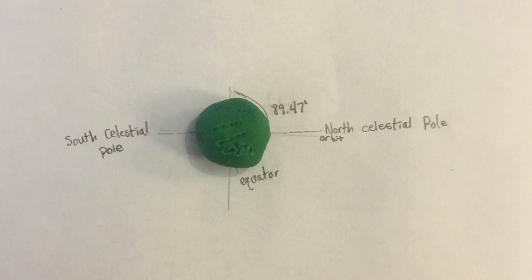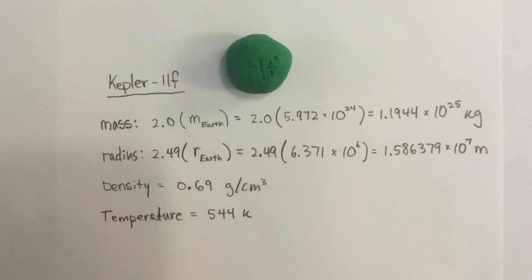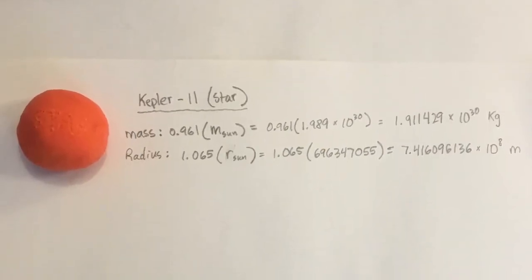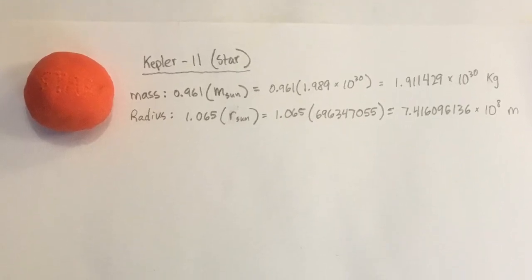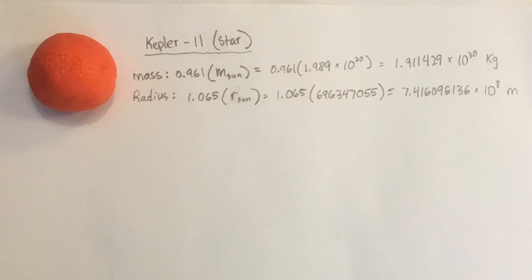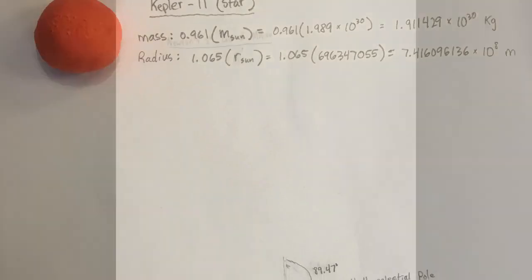Kepler-11f has an inclination of 89.47 degrees, a mass of 1.1944 times 10 to the 25 kilograms, a radius of 1.586379 times 10 to the 7 meters, a density of 0.69 grams per centimeter cubed, and a temperature of 544 Kelvin. Kepler-11 has a mass of 1.911429 times 10 to the 30 kilograms and a radius of 7.416096136 times 10 to the 8 meters.